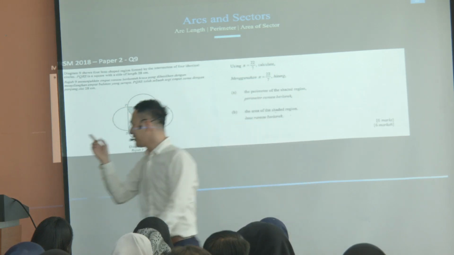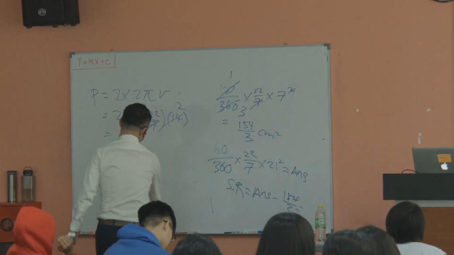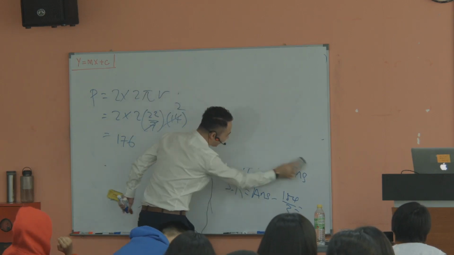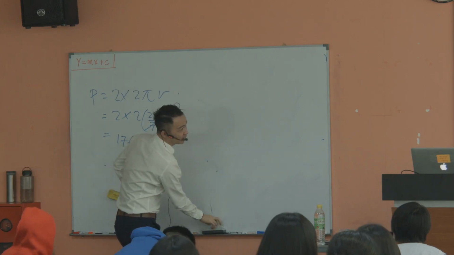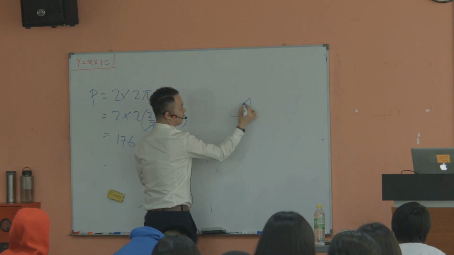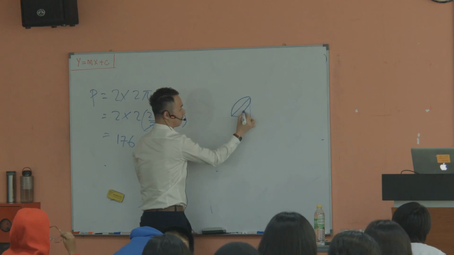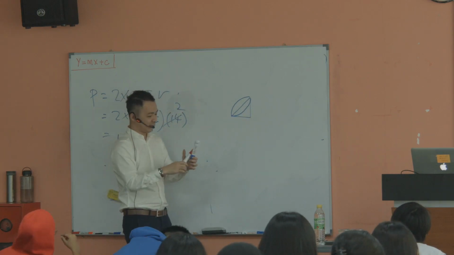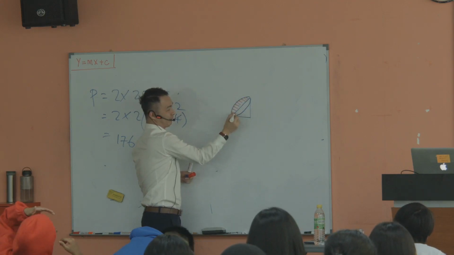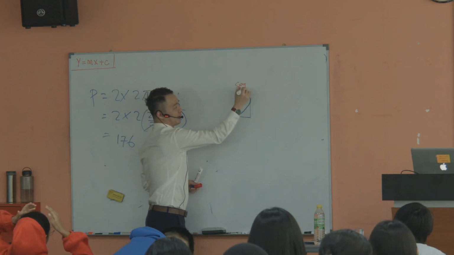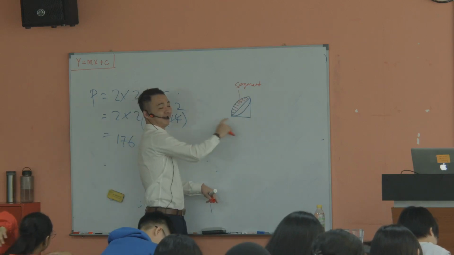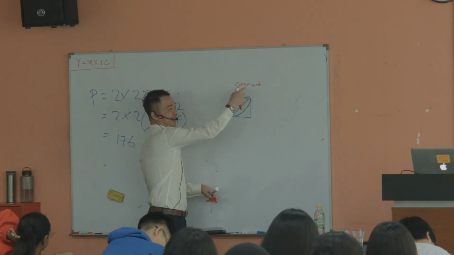But if you cannot see, I can draw out for you. Okay. But I will draw out one part only. Okay, this is the part I saying. So I only want to find this part, which is we call it segment. So how am I going to find this part? Basically, I will use a sector minus a triangle. Then I will get this part.